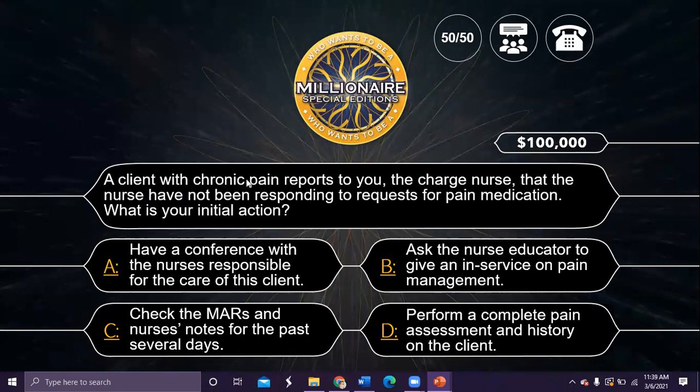$100,000. A client with chronic pain reports to you, the charge nurse, that the nurse has not been responding to requests for pain medication. What is your initial action? A, have a conference with the nurses responsible for the care of the client. B, ask the nurse educator to give an in-service on pain management. C, check the MARs and nurses' notes for the past several days. Or D, perform a complete pain assessment and history on the client.